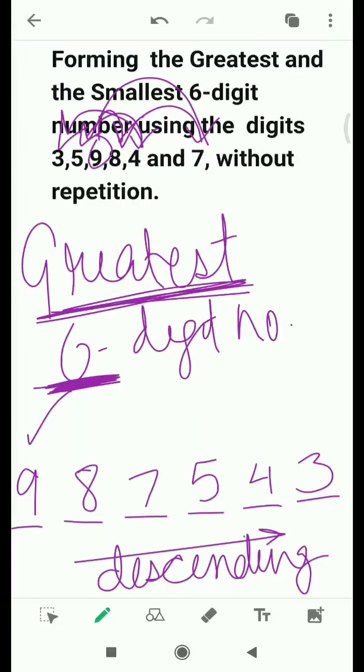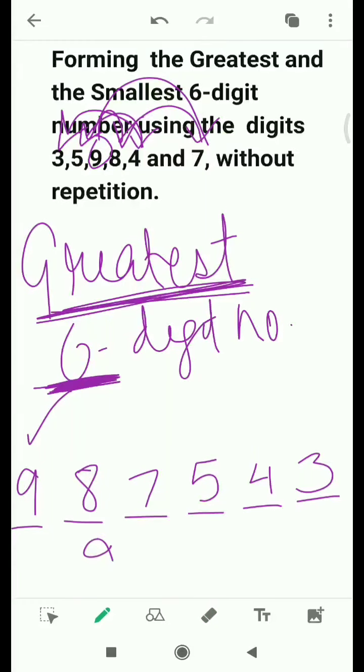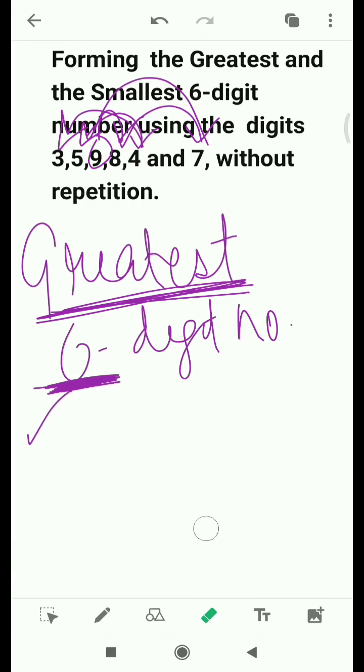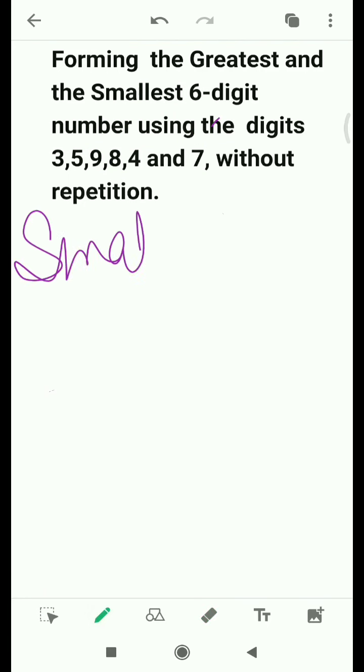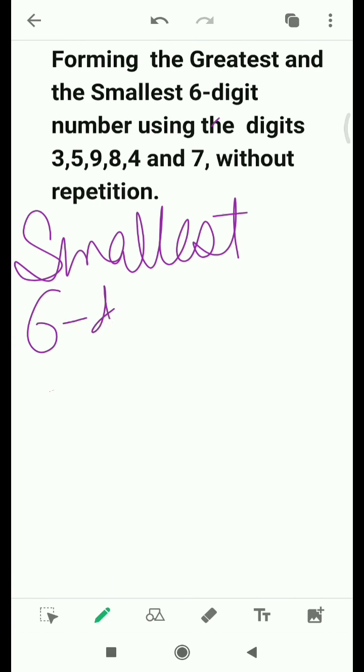Okay? Now let's see how to frame the smallest six-digit number using these digits. First, you need to write it properly like this. So this is 9,87,543. Now we're going to frame the smallest six-digit number.